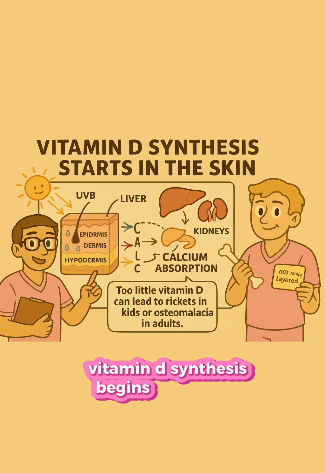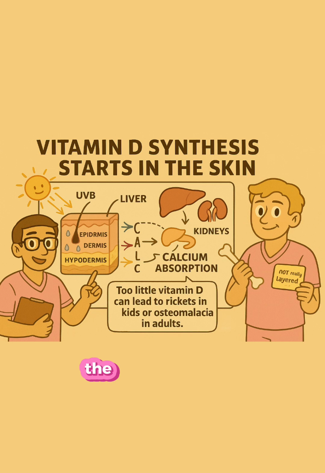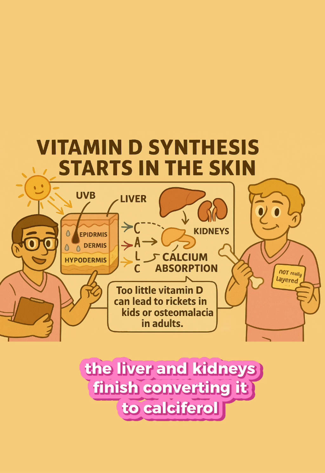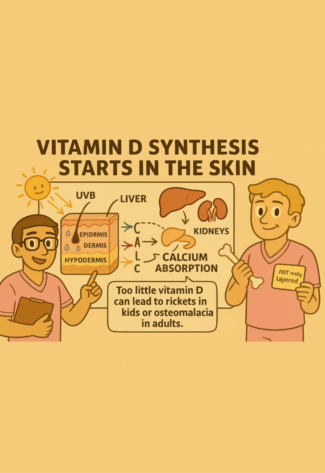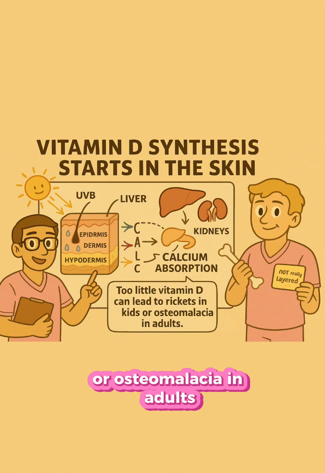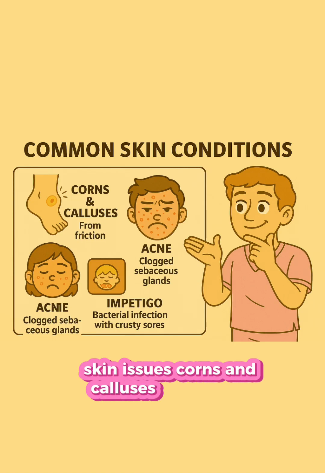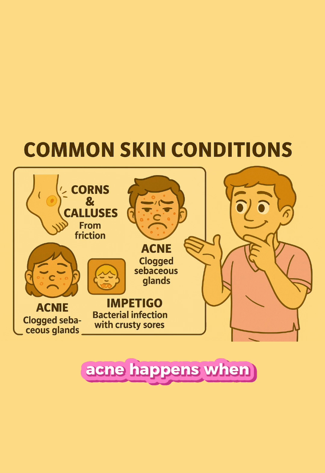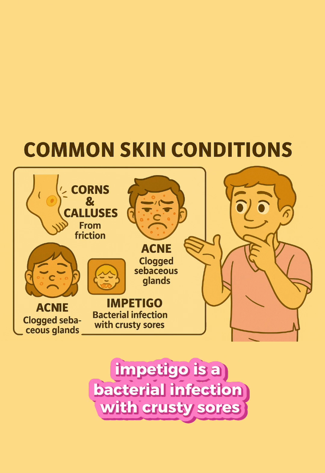Vitamin D synthesis begins when UVB hits the skin. The liver and kidneys finish converting it to calciferol, which helps absorb calcium. Too little vitamin D can lead to rickets in kids or osteomalacia in adults. Skin issues? Corns and calluses come from friction. Acne happens when sebaceous glands get clogged. Impetigo is a bacterial infection with crusty sores.